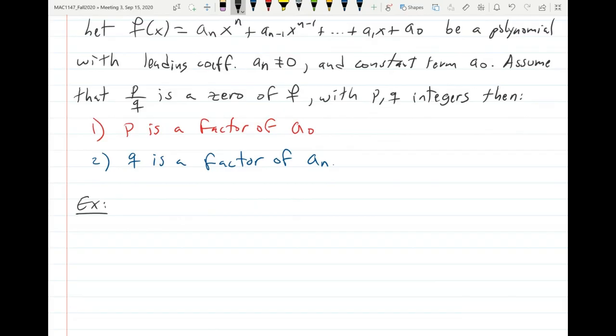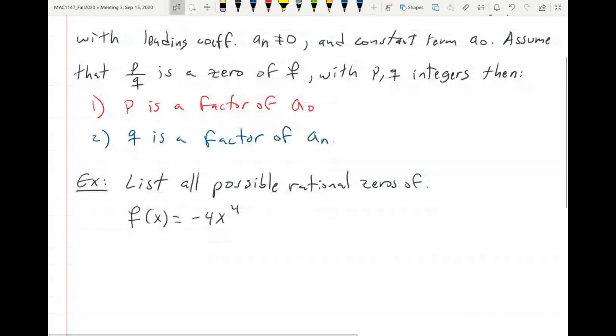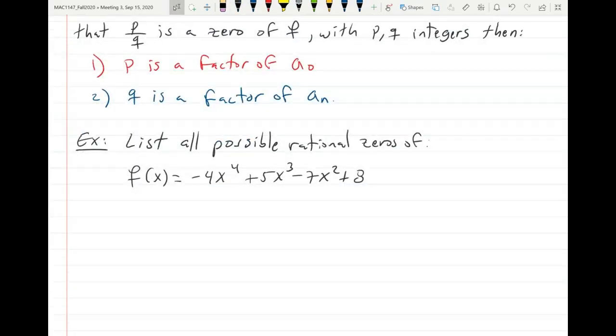If you're given a polynomial, the first thing that you need to do is be able to list candidates. Okay, so let us do that. So let's list all possible rational zeros of the following polynomial. Let's look at f of x equals -4x^4 + 5x^3 - 7x^2 + 8. So let's say that you want to analyze this polynomial and you want to figure out the zeros. We need to have a list of candidates so that we can start testing and seeing which one works and which one doesn't. Well, this theorem allows us to do just that.